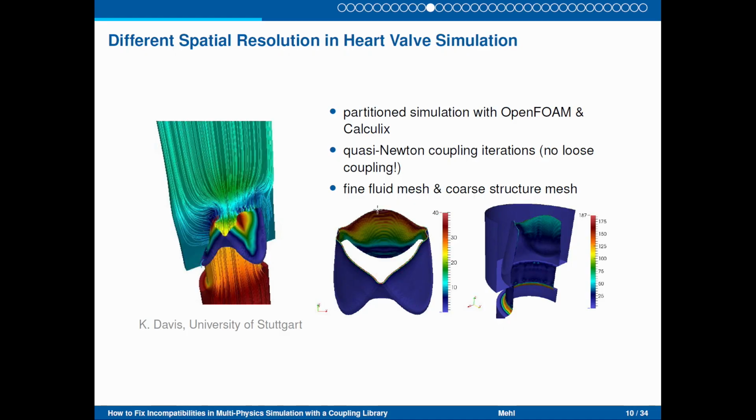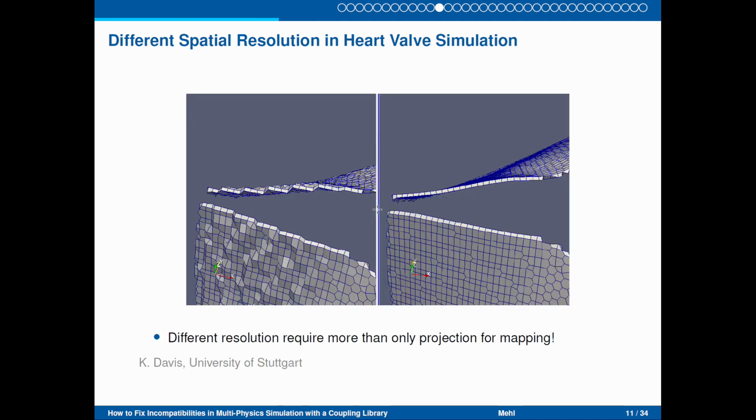So what he did first, he took the simplest components of the coupling and decided to have just a nearest neighbor projection method for the mapping. He mapped data from the coarse structure to the fine fluid mesh, and on the right you see a visualization of what happened, which is quite obvious, but you might not have it in mind. Then you get such a not very nice stepwise solution on the fluid mesh. So that means just projection is not sufficient. You have to provide more sophisticated, more data mapping methods.